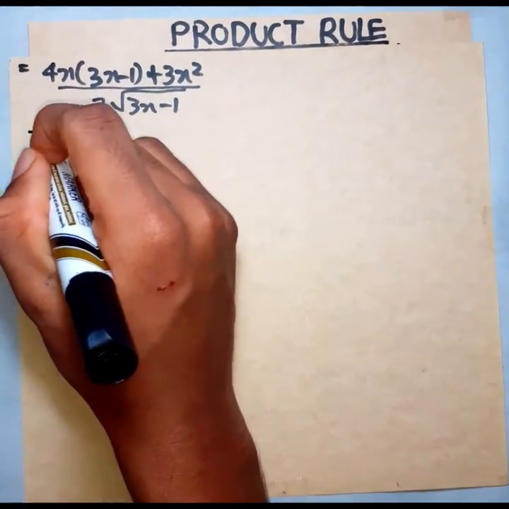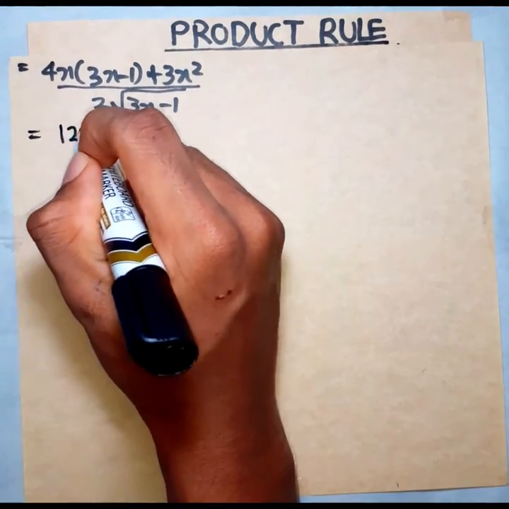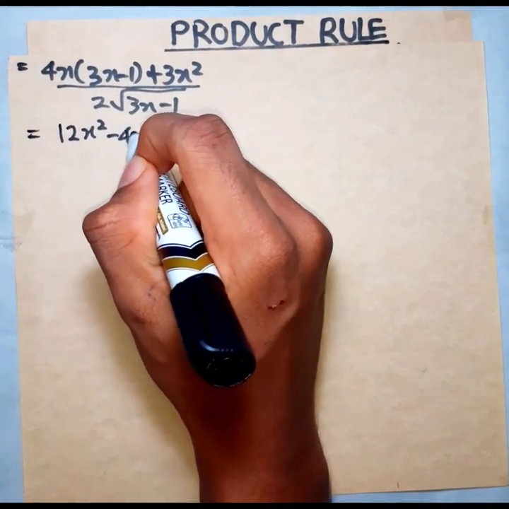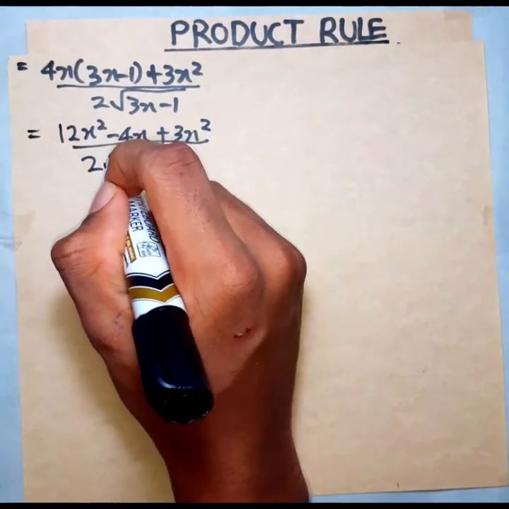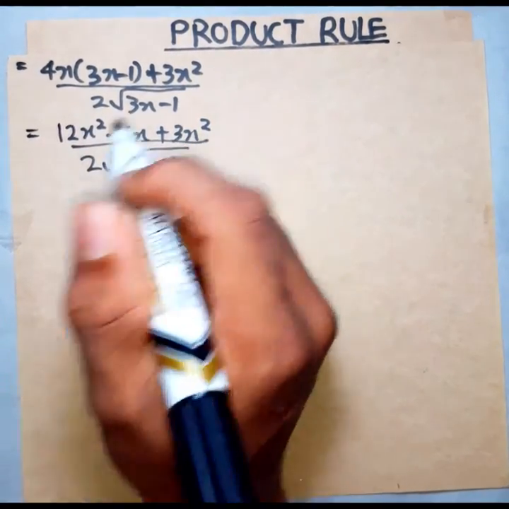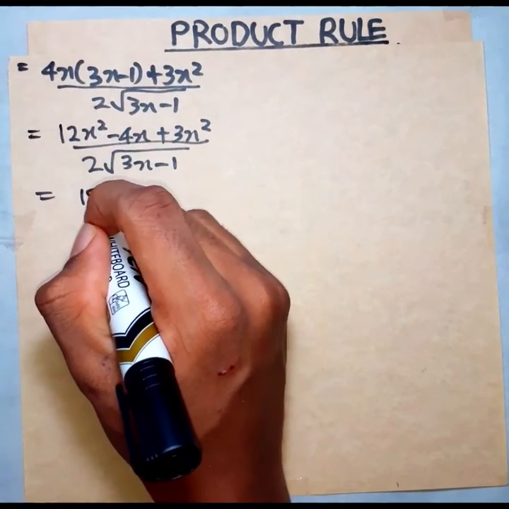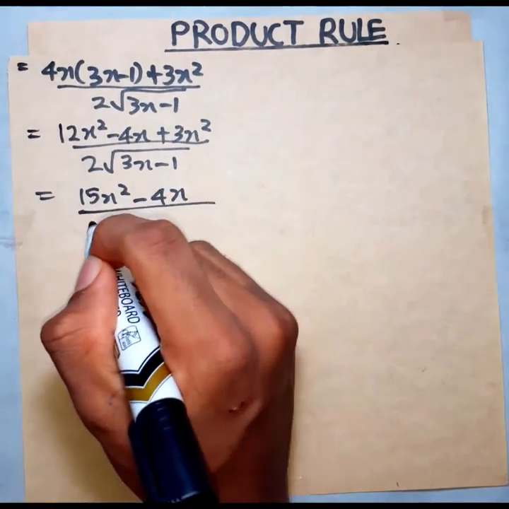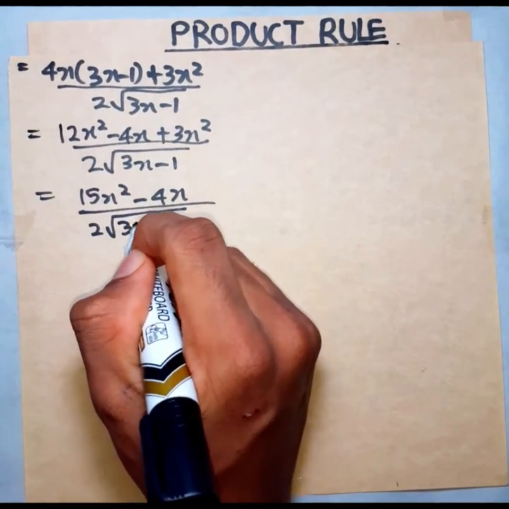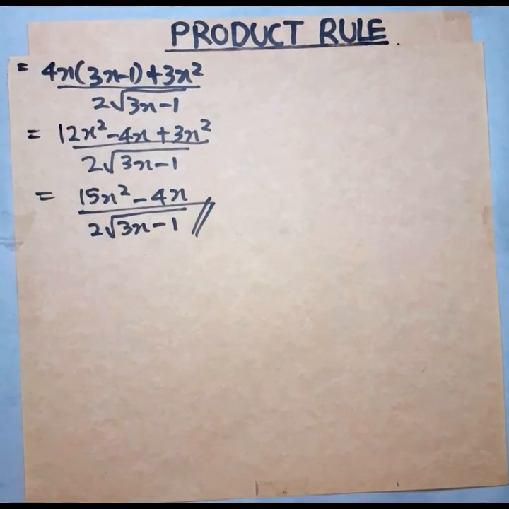So we're going to simplify this further. When we expand this bracket, it's going to be 12x squared minus 4x plus 3x squared divided by 2 root 3x minus 1. So when we add these two, we end up with 15x squared minus 4x divided by 2 root 3x minus 1. So that's the solution for the first question we did under differentiation.